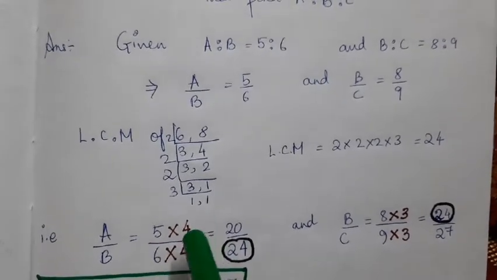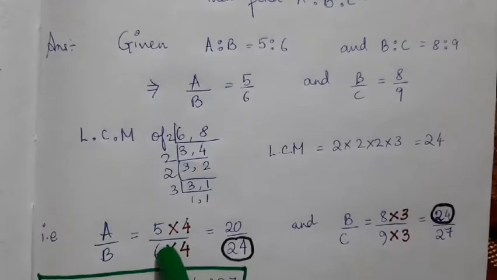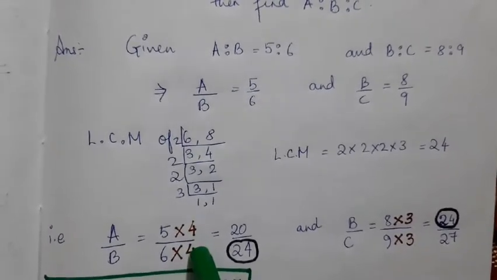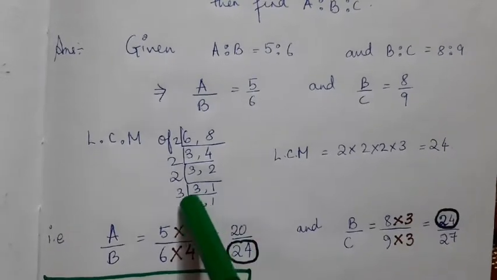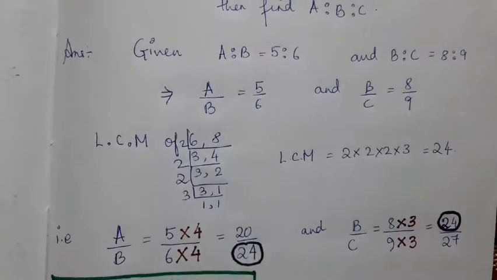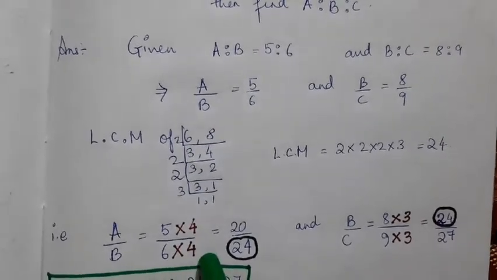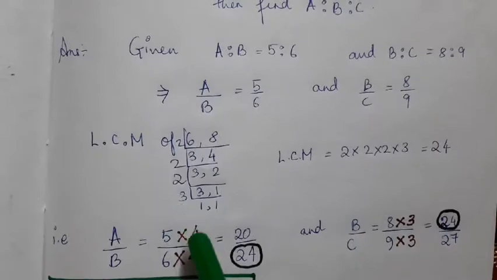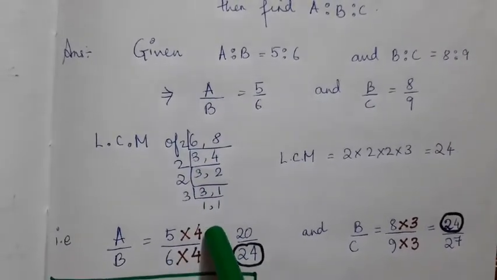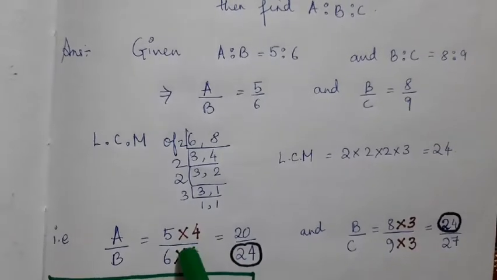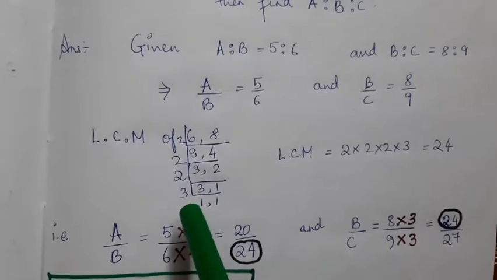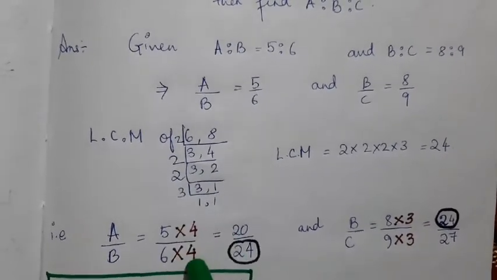Now, remember students, whenever in a ratio you are multiplying by any digit in the denominator, you'll multiply by the same digit in the numerator. I repeat once again, whatever you multiply in the denominator, you have to multiply by that same digit in the numerator as well. Suppose if you multiply with 4 here, you will multiply in the numerator also with 4. If you multiply in the denominator with 3, you have to multiply in the numerator with 3.